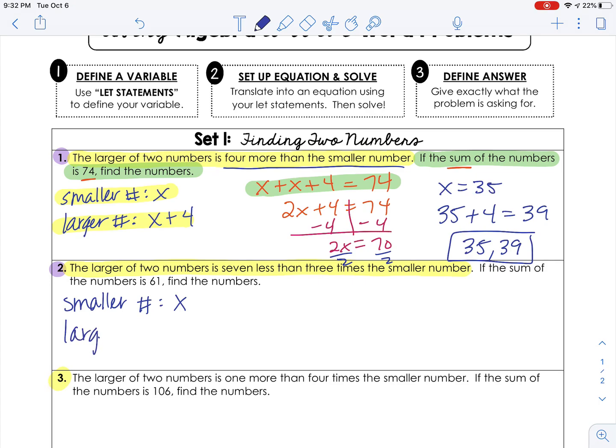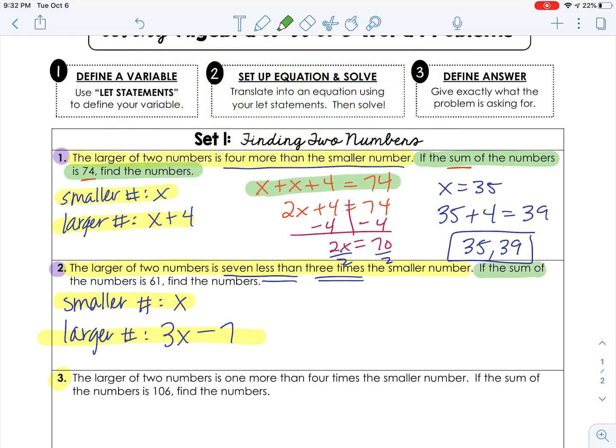The larger number, the sentence says, is 7 less than. Well, remember, 7 less than is a turnaround phrase. So minus 7 is going to go at the end. 7 less than 3 times the smaller. 3 times the smaller is 3x, 3 times x. So that's the first sentence written over here on the left.